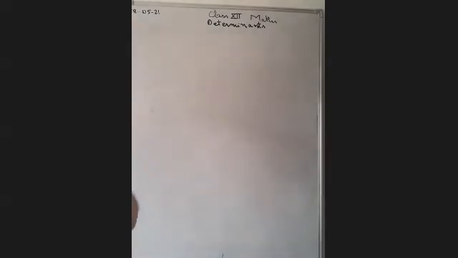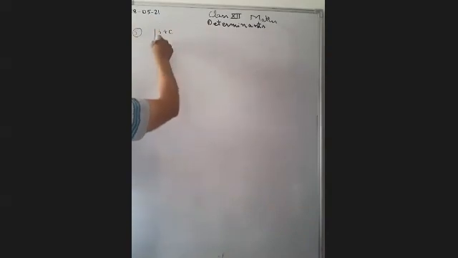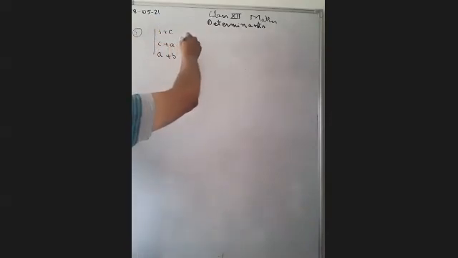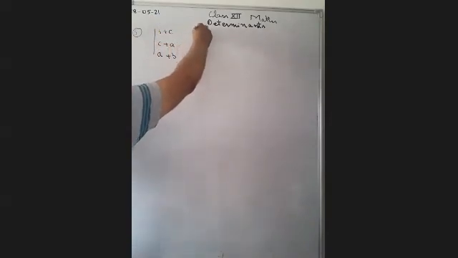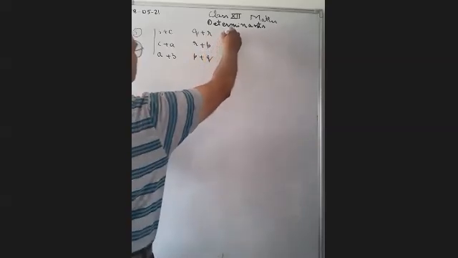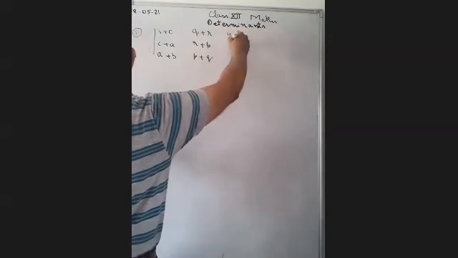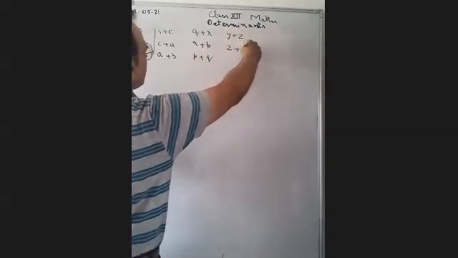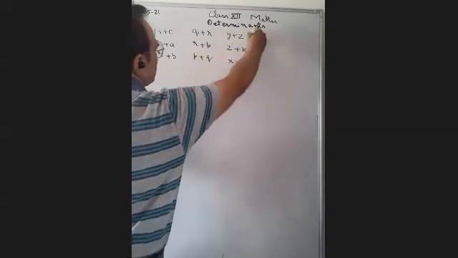Look, this is question number 5. In question number 5 we have B plus C, C plus A and A plus B. Similarly Q plus R, R plus P, P plus Q, and Y plus Z, Z plus X and X plus Y. Okay, we have to prove.